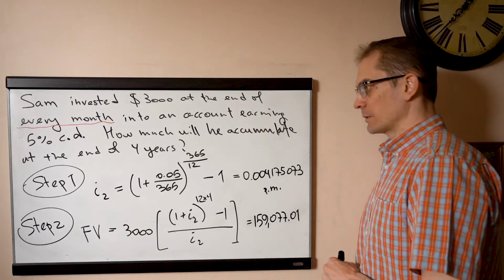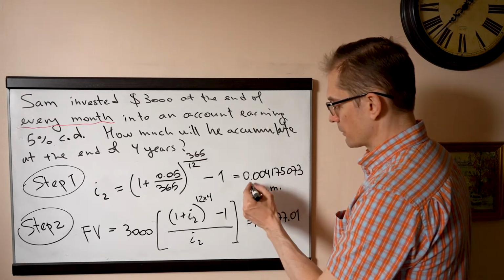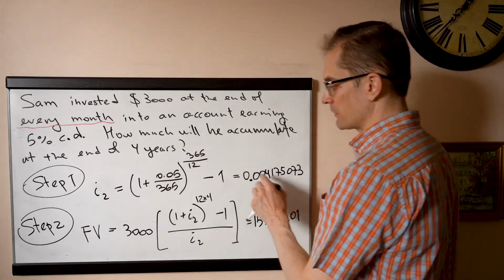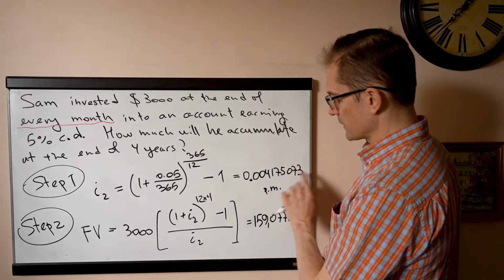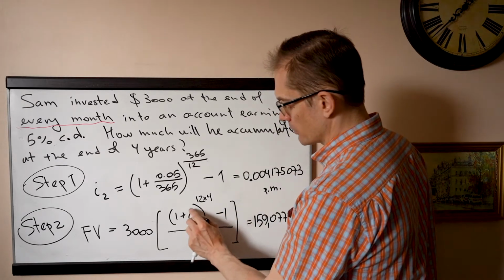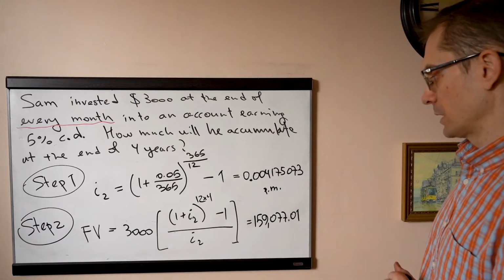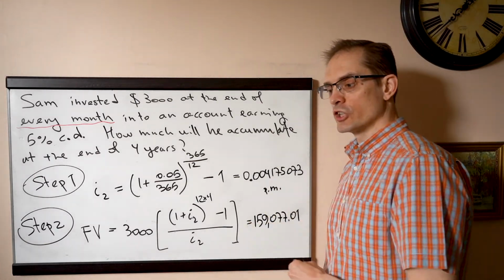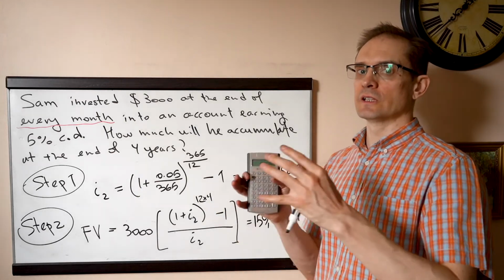159,077.01. Now, please keep in mind very carefully that I never rounded this rate. So once you find this I2, don't round it. That's very crucial. Because if you round this rate somewhere, for example, if you do 0.004 and that's it, if you drop all the rest, that will affect your solution quite a bit here, right? So put the unrounded value here. That's very, very important. Okay, so that's how we solve for general annuities. We simply convert the rate and make our annuity simple again.